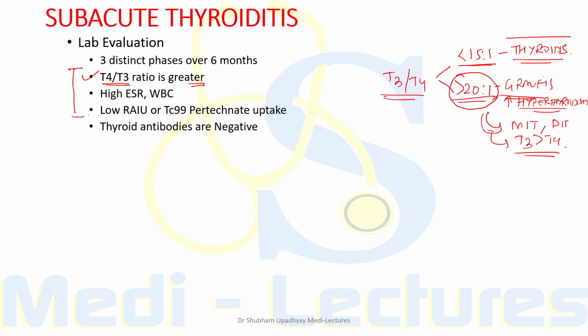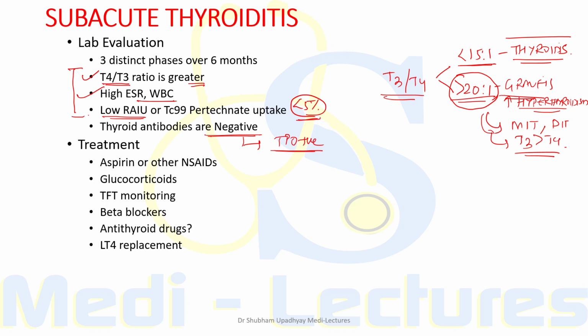Similar to acute thyroiditis, there will be a high ESR and WBC count in the thyrotoxic stage, as it is caused by viral infection. In the thyrotoxic stage, the radioactive iodine uptake will be low. Technetium pertechnetate uptake will be less than 5%, compared to the salivary gland. Thyroid autoantibodies will be negative. If these are positive, like TPO antibodies, the patient is at high risk of developing permanent hypothyroidism.